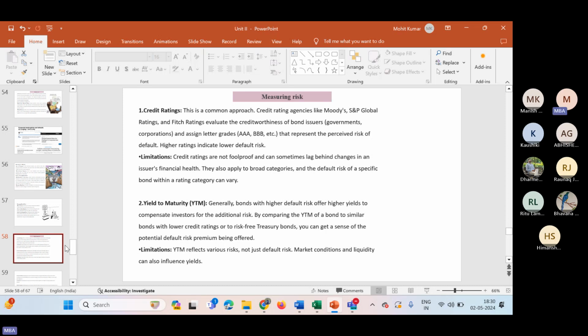So you can see the potential of that company in the long term. Second thing is yield to maturity. This can also be an indicator. Like we discussed so many times till now, yield to maturity, the market rate of return and interest rate.